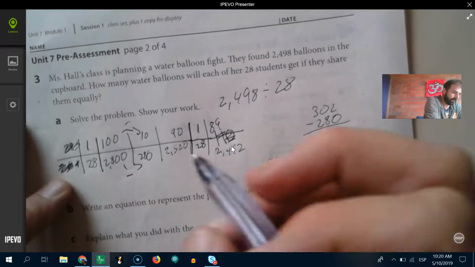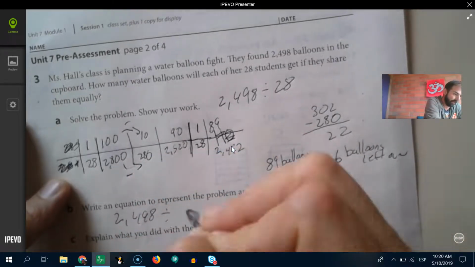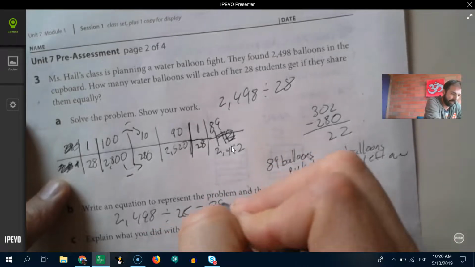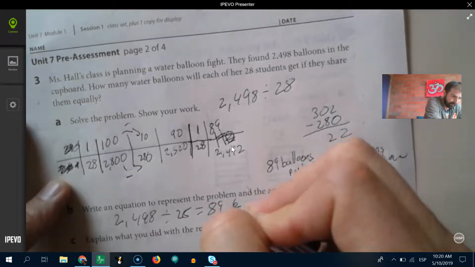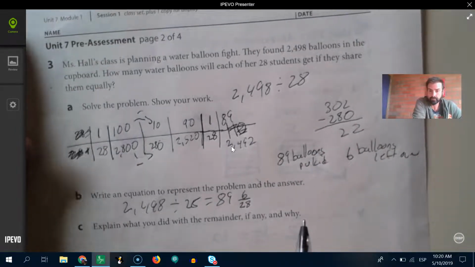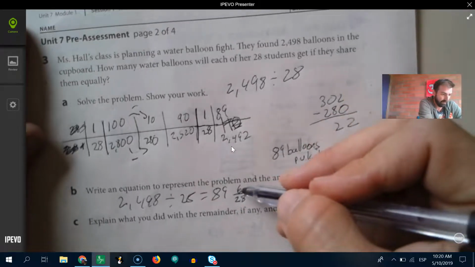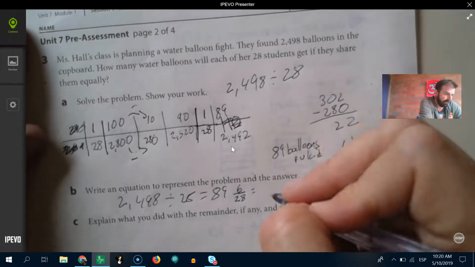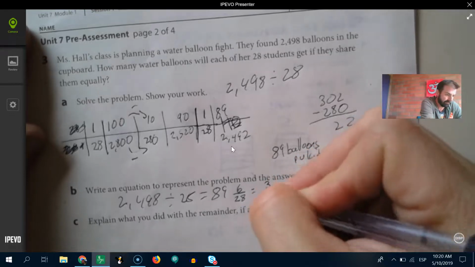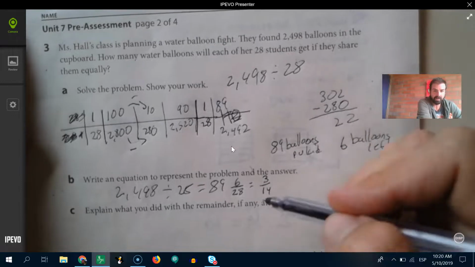Okay, whew. So my equation is 2,498 divided by 28 equals 89, and 6 left over. 6 out of what? 6 out of 28, right? 6 out of 28. So I can also simplify that down to what? 3/14. So 89 3/14. I could have 89 remainder 6 if I wanted to, but I like using fractions.